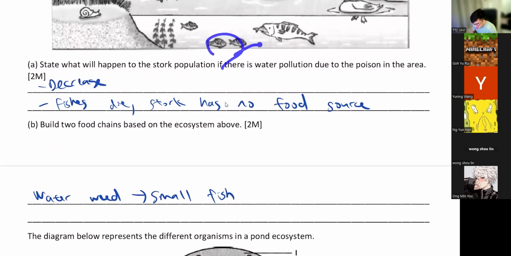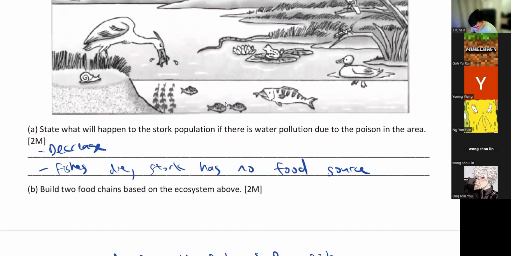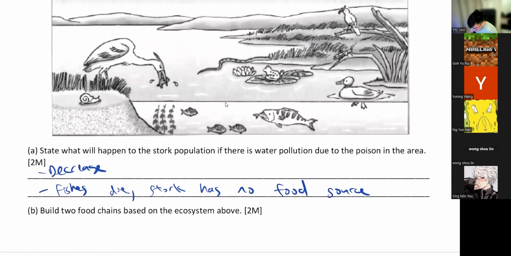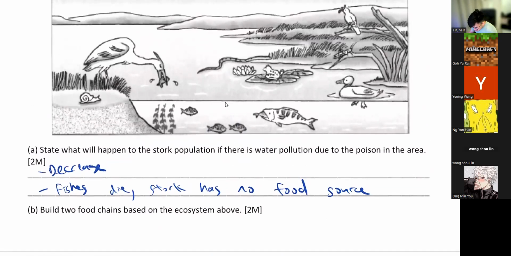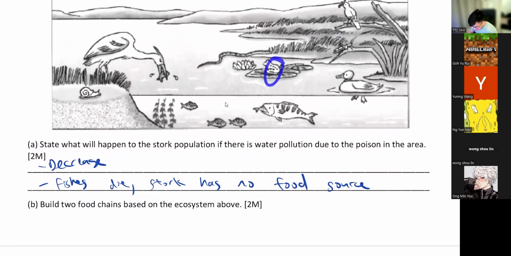And the small fishes are eaten by, hey, you guessed it, a big fish. Sue me lah, okay? I don't know what this fish is. It looks like a largemouth bass, but I just call it big fish lah. Okay, whatever.